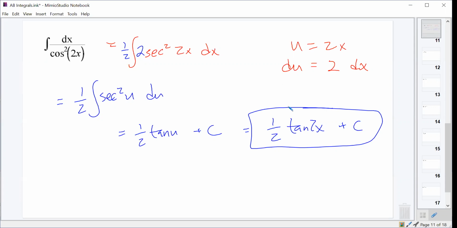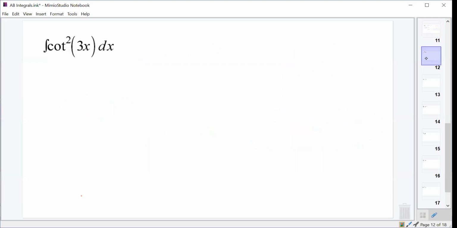All right, let's do another one. Look at that, making great time here. The integral of cotangent squared 3x dx. What are we going to do? Replace 3x with u. Okay. So u equals 3x, which tells us that du will be 3 dx. I have 3 dx. And so that means that we're going to put a 3 inside of here.